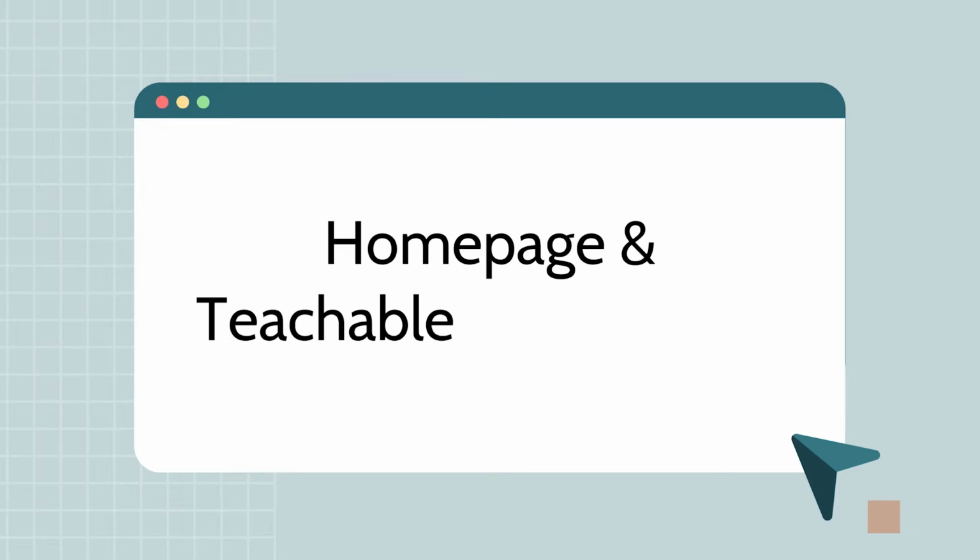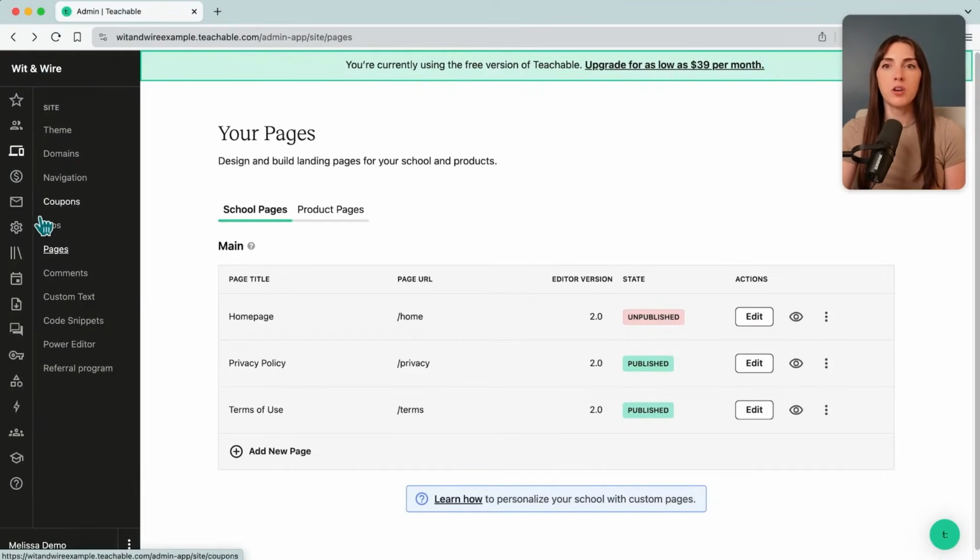Let's also take a look at Teachable's page builder. Now we're under Pages, and here you can see the 3 default school pages are your homepage, privacy policy, and terms of use. You'll also have product pages, which sell individual or bundled products and coaching services. So for now, let's just take a look at the homepage.